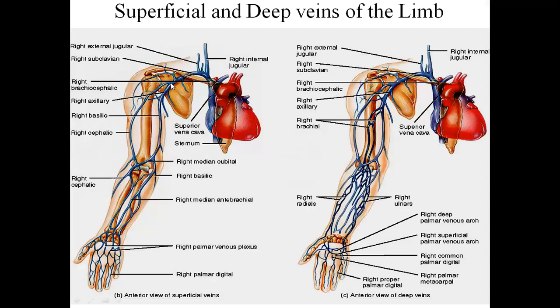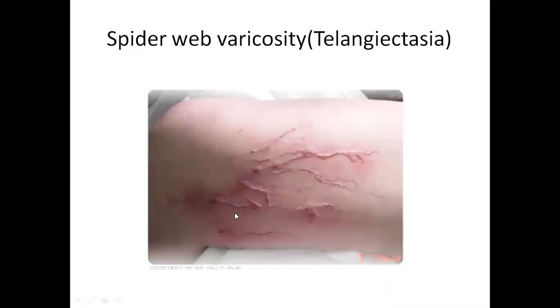Okay, so these are the superficial veins, you can see, and the deep veins, you can see. Superficial veins we have named as cephalic, basilic, right? Deep veins we have radial vein, ulnar vein, brachial vein, then into the basilic vein, axillary vein, right? Subclavian, brachiocephalic, superior vena cava. That's it.